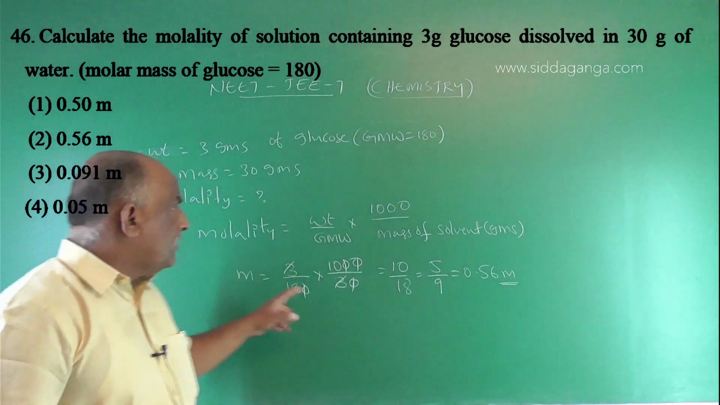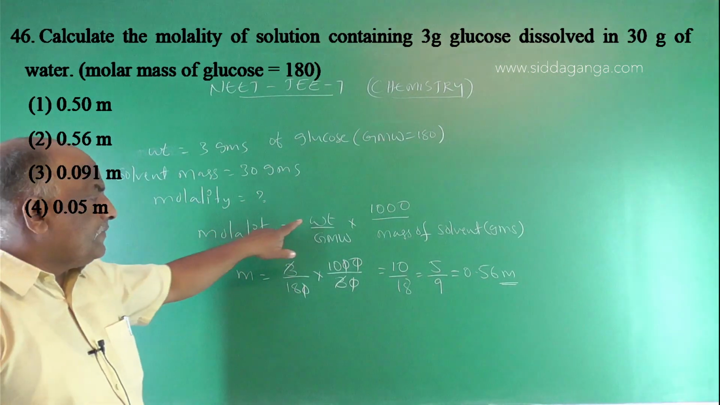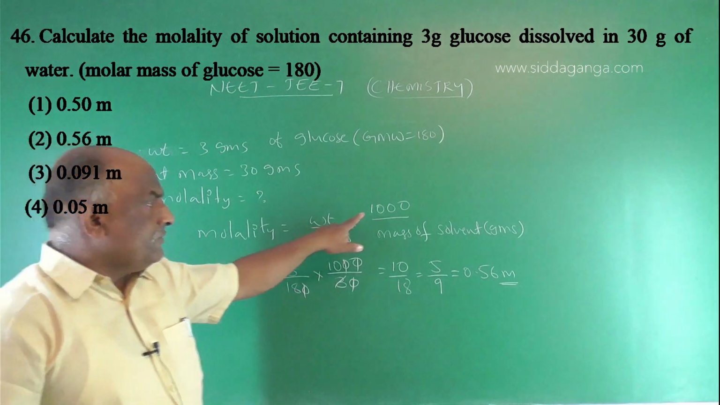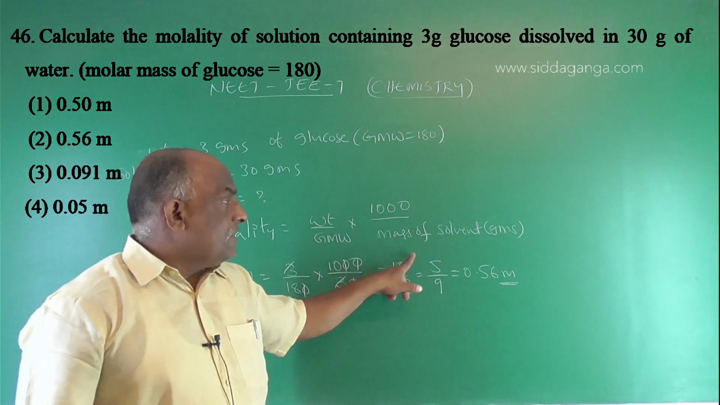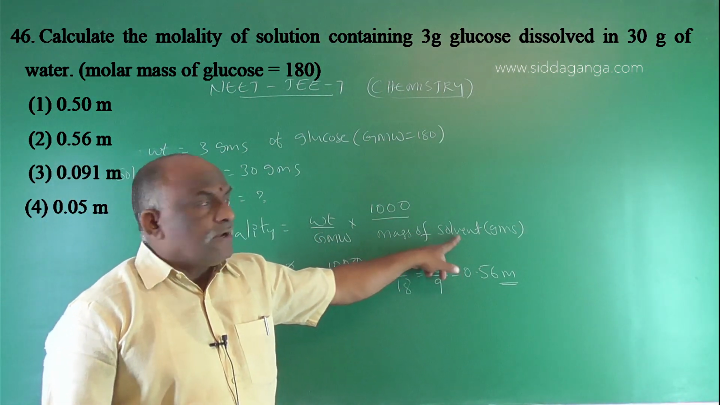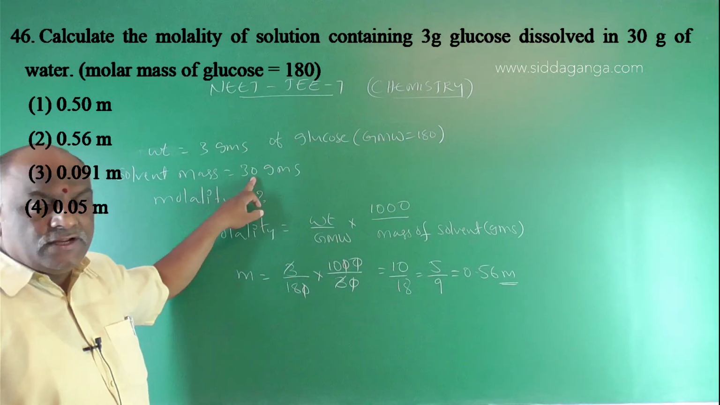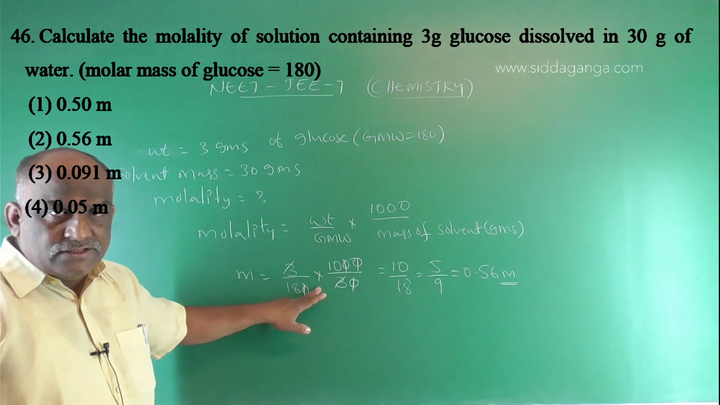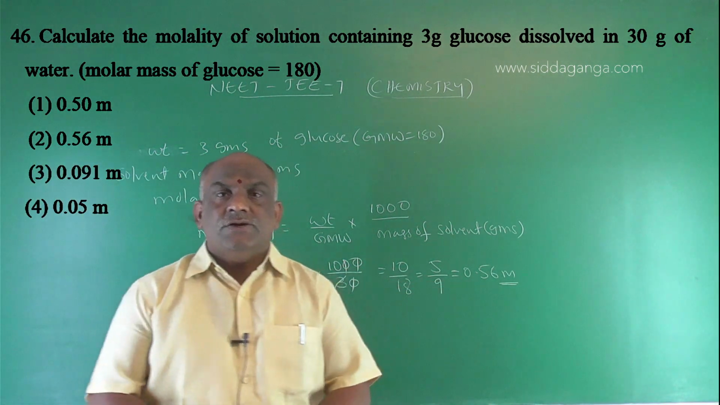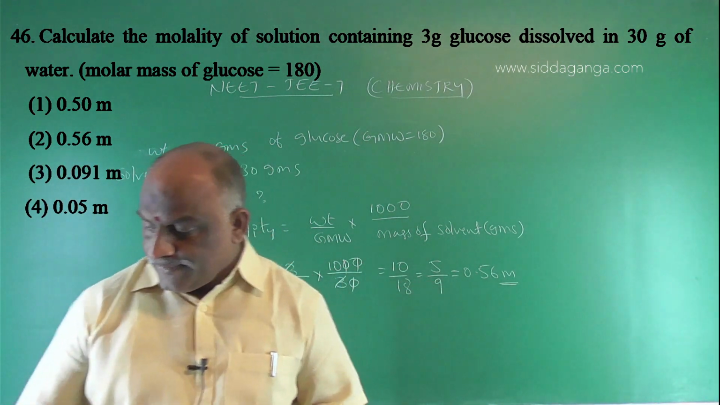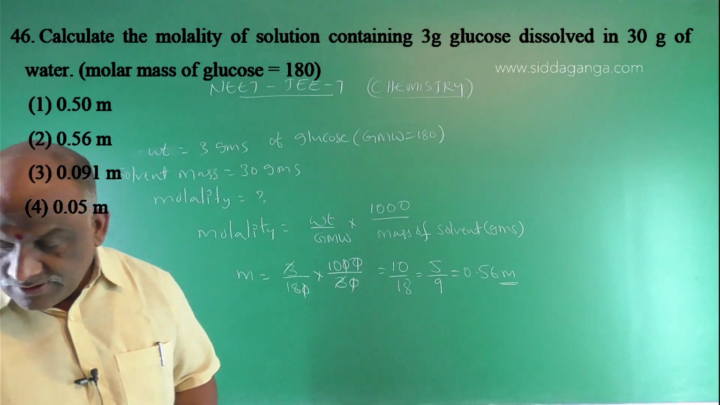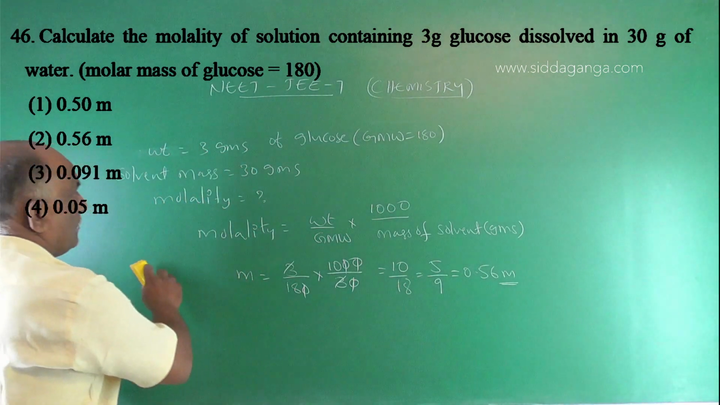So this is the formula to calculate molality: weight by gram molecular weight into 1000 by mass of solvent in grams. Gram molecular weight of glucose is 180, weight is 3, solvent weight given is 30 grams. Substitute the values in this equation. Final answer is 0.56 m. Clear? And this is the question. And next one, we should go with the next question.